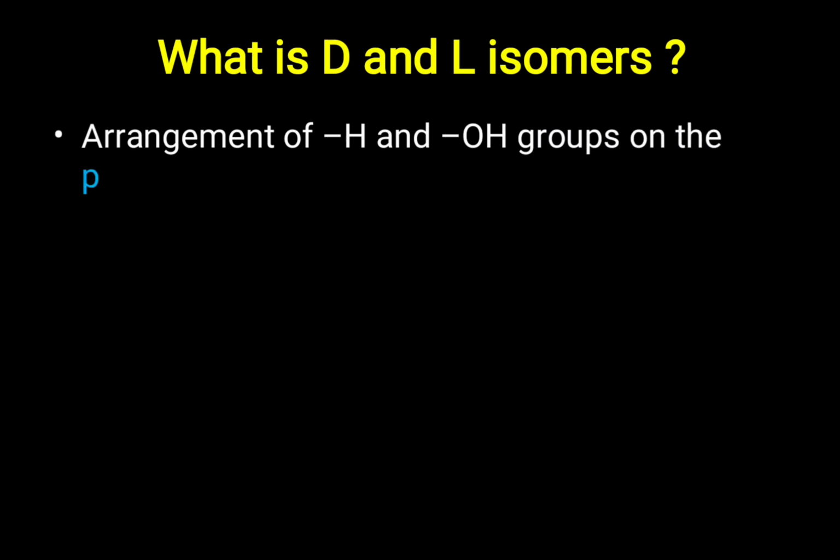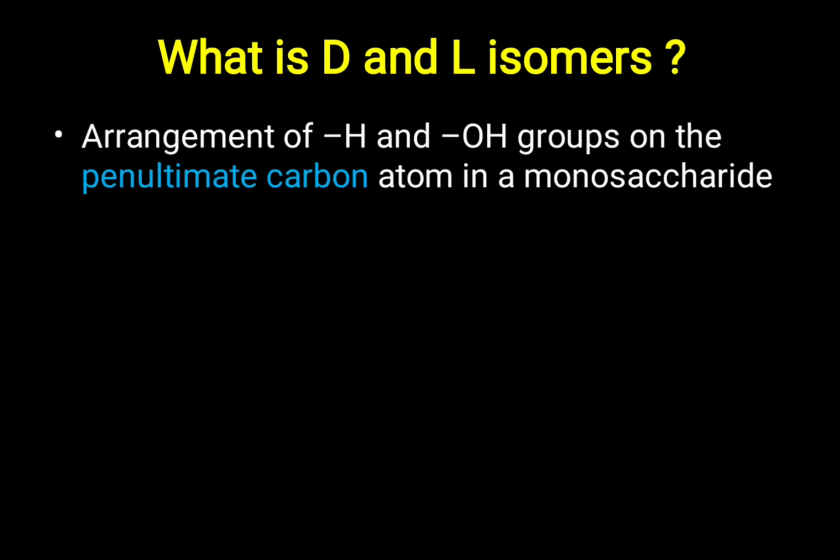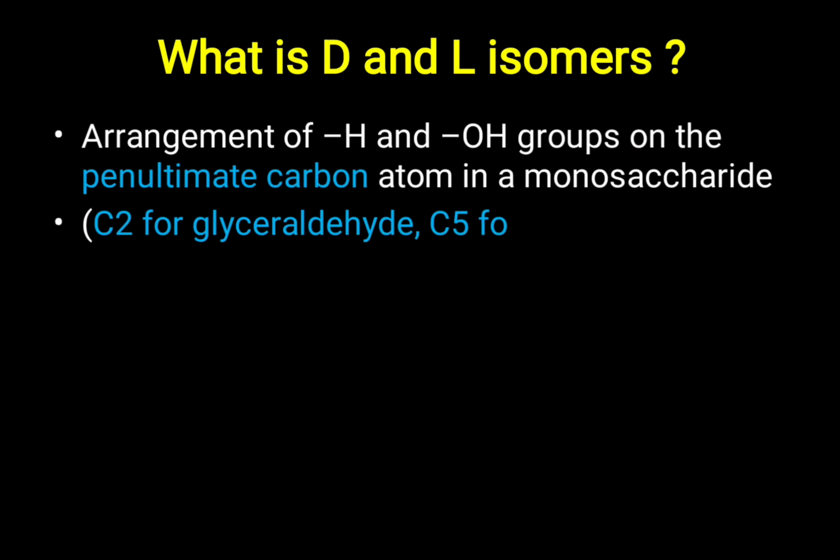First of all, for the chemistry of carbohydrates, the arrangement of the H and OH groups, meaning hydrogen and hydroxyl group, on the penultimate carbon atom in a monosaccharide is very helpful to confirm whether it is a D variety or L variety of that monosaccharide. Simply, penultimate carbon means the second last carbon. Glyceraldehyde has only 3 carbons, so the second carbon becomes the penultimate carbon.